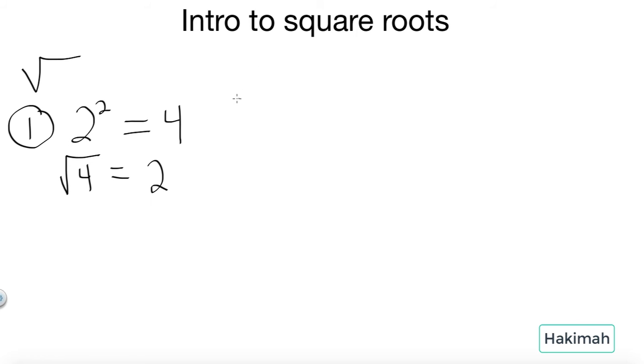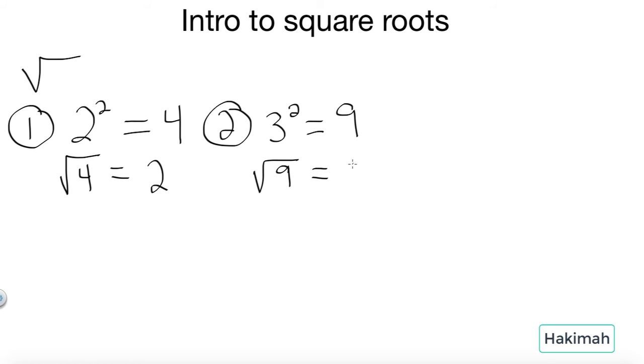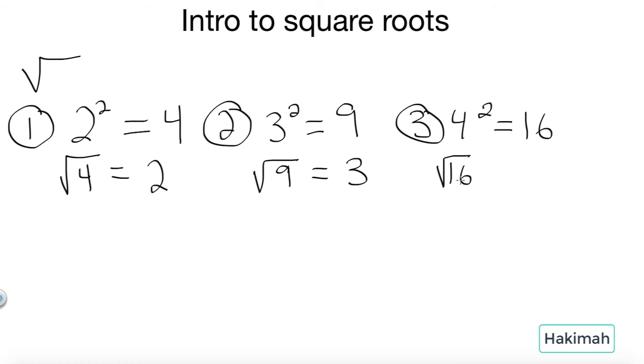Let's look at another example. Example number 2. Let's say we have 3 squared. 3 squared is equal to 3 times 3, which is 9. That means the square root of 9, what times itself is equal to 9? 3. Third example, let's say we have 4 squared. We know 4 squared is 4 times 4, which is equal to 16. So the square root of 16 is equal to 4.